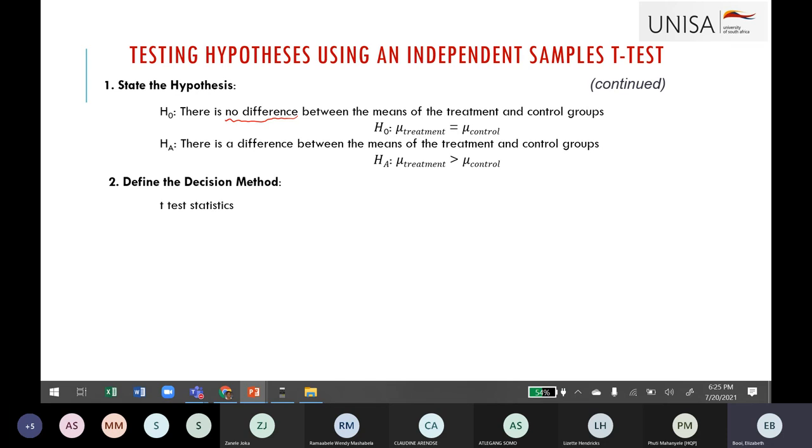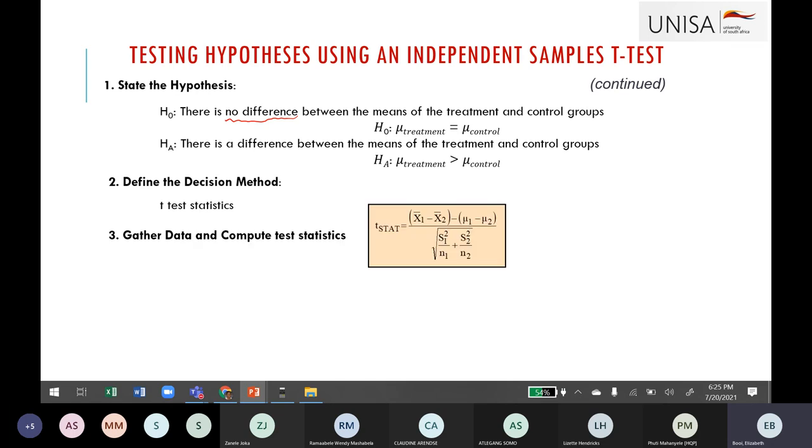Then you need to state what type of test you're doing based on the information that you would have gathered. Then you will state that you're doing a t-test, and then you're going to compute a test statistic. In this instance, we're looking at independent samples where the population variances are not equal, so we use the t-test, which will be your sample mean difference minus your population mean difference. Because in your null hypothesis you always state that the population mean difference equals zero, so this will always be equal to zero.